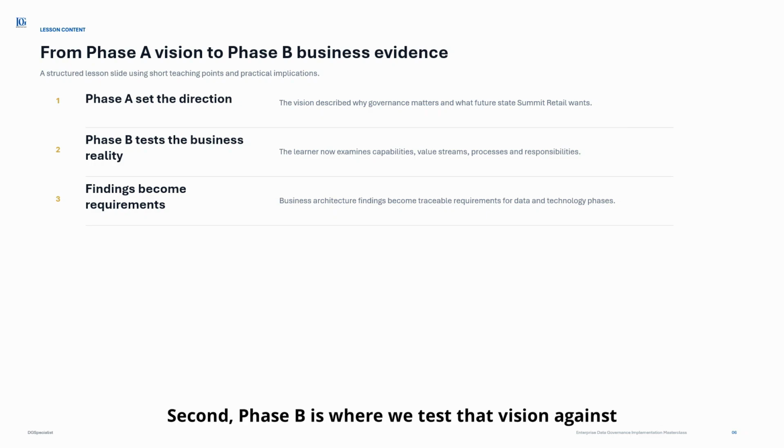Second, Phase B is where we test that vision against business reality. You are now going to examine the actual capabilities, value streams, operational processes, and day-to-day responsibilities. Third, the findings we gather here will become our concrete requirements. The business architecture findings you document will translate into highly traceable requirements for the data and technology phases that come later. Let's keep Summit Retail Group as our primary anchor here.